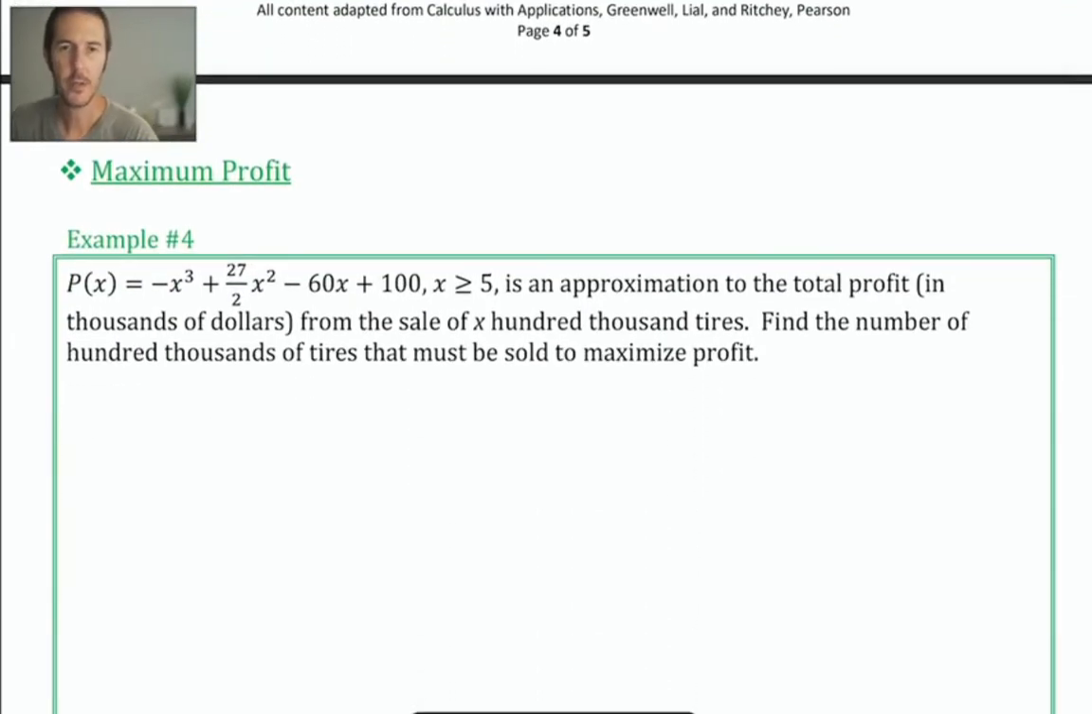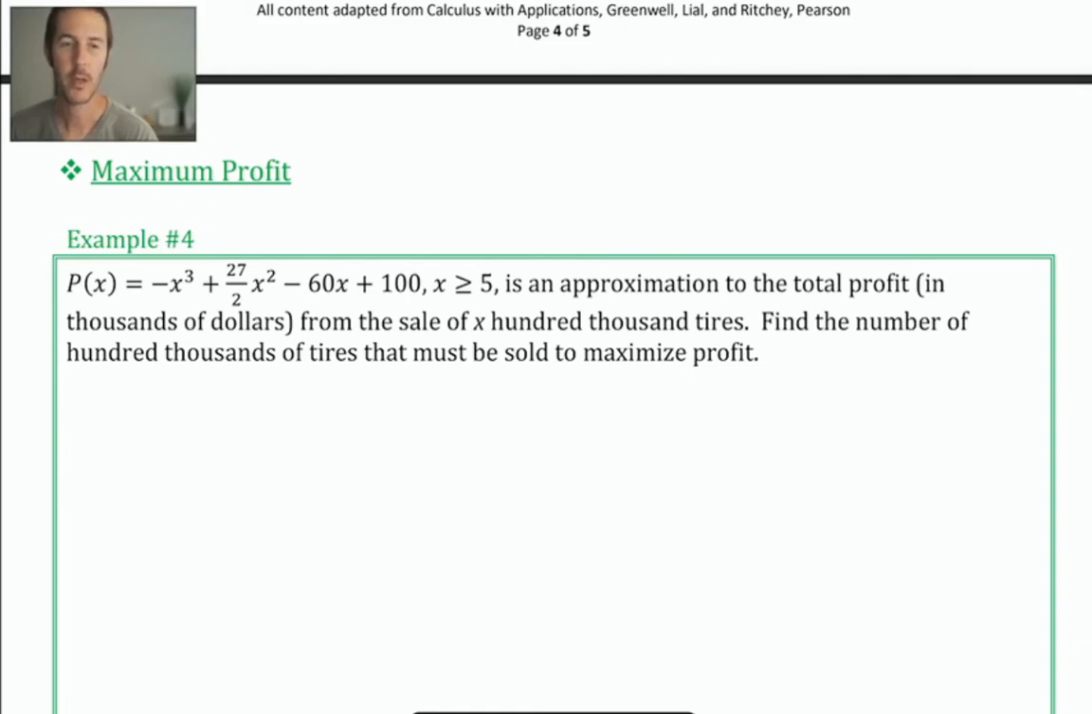And the last example is an applied problem. We're looking at maximum profit here, or we're trying to maximize profit, which is a good idea. We're being given a profit function, and this profit function is defined for x values that are greater than or equal to 5. It's an approximation to the total profit, as measured in thousands of dollars. So P of x, the y values, are in thousands of dollars from the sale of x 100,000 tires. So an x value of 5 actually represents 500,000 tires.